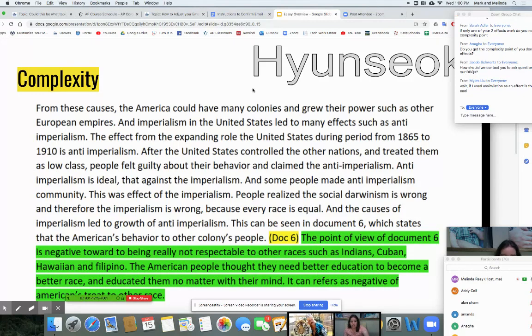And then I think that is it. Okay, yes, so that is it.